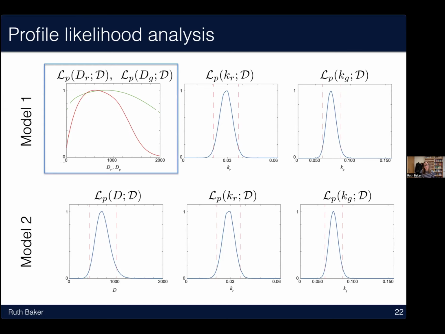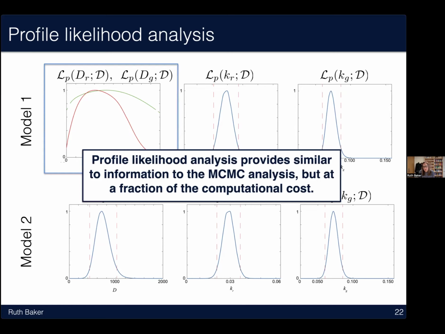So the take-home message really is that profile likelihood analysis is much cheaper computationally to perform, but really gives you very similar information to the MCMC analysis. So we might think about using profile likelihood analysis as a means to determine the relevant level of complexity of our model in advance of doing lots of analysis of the model, or even estimating the full posterior distribution.